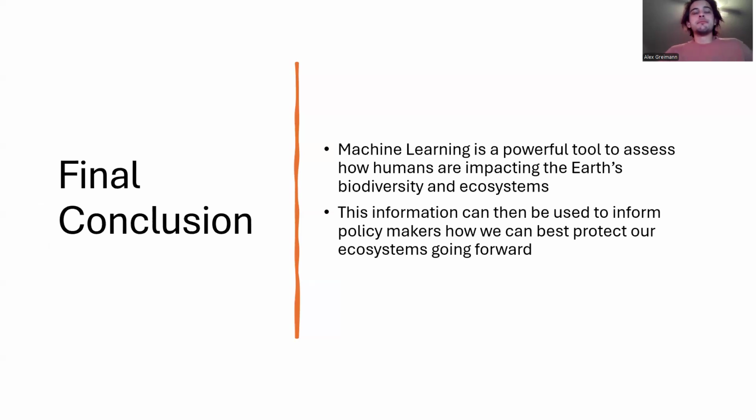Finally, what can we learn from this? Machine learning is a very powerful tool to assess how humans are impacting the Earth's biodiversity and ecosystems. And this information can then be used to inform policymakers how we can best protect our ecosystems going forward.